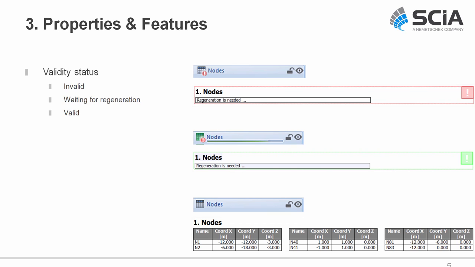The waiting for regeneration means that this report item is waiting in the queue for regeneration or is just being regenerated. This status is indicated by a green color of the icon in the navigator and the green exclamation mark in the report preview. Valid means you have an up-to-date report item. It indicates that the information displayed in the report preview and related to this report item does reflect the current status of the project. This status has no special indication, so you can just see the tables in the preview.